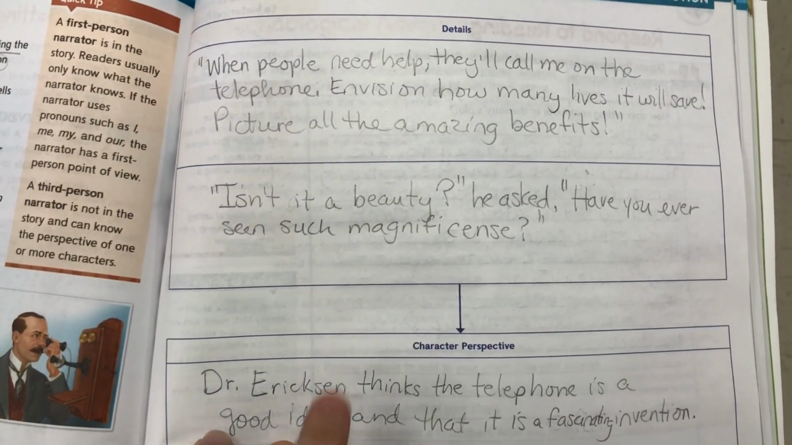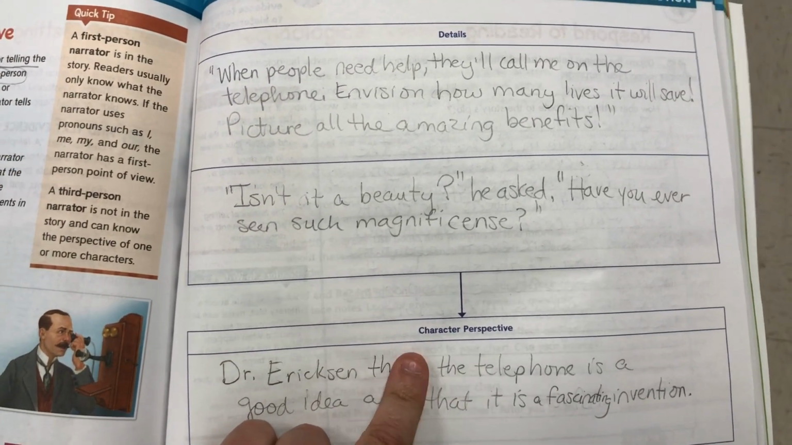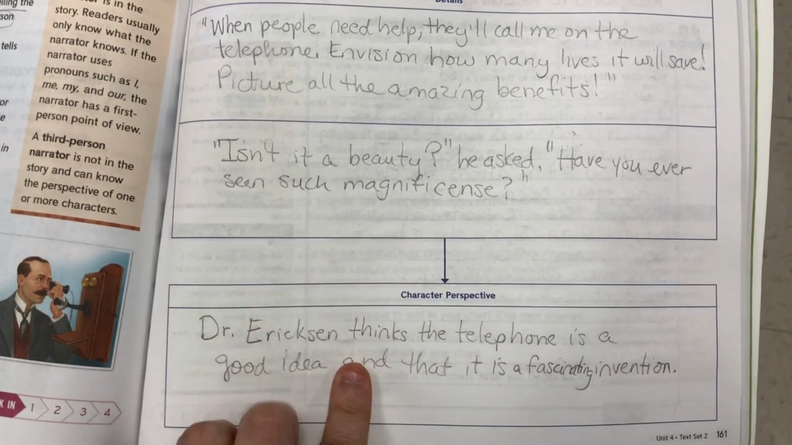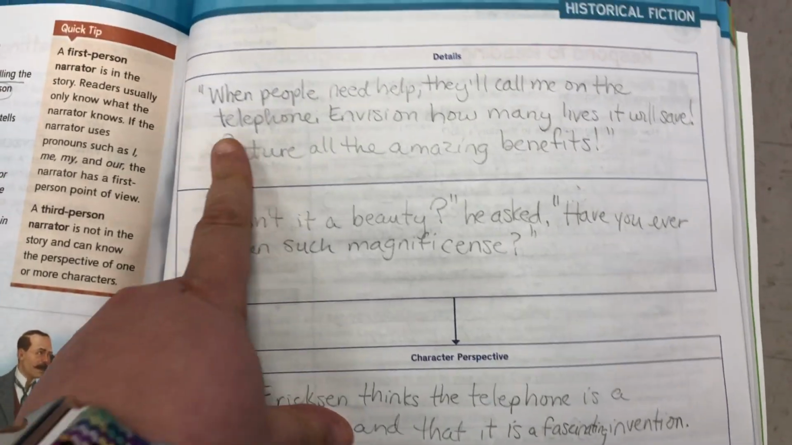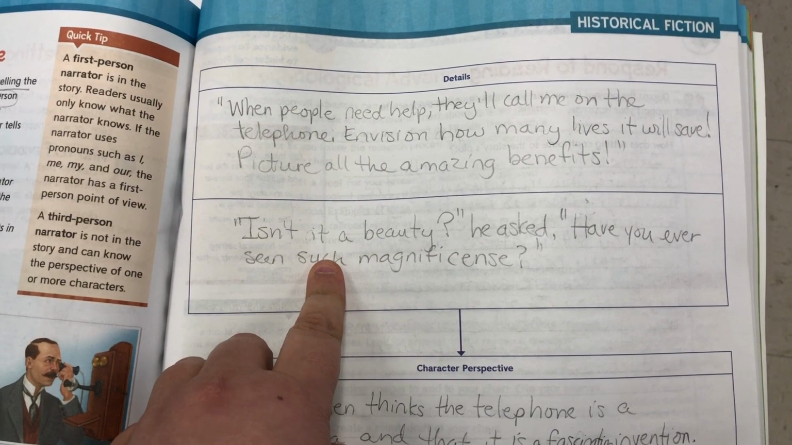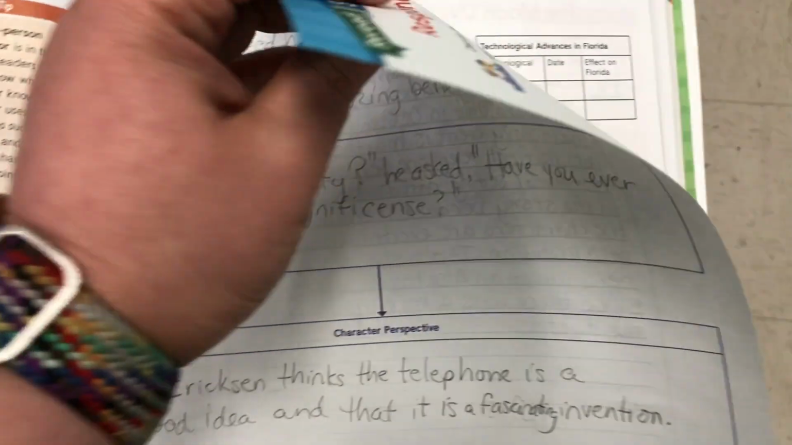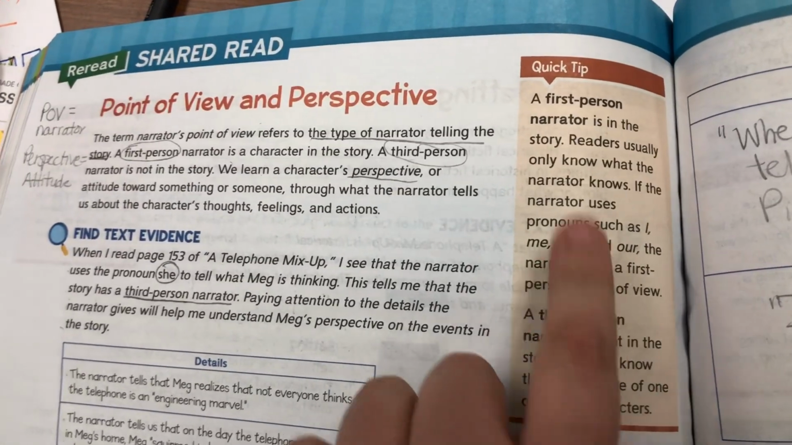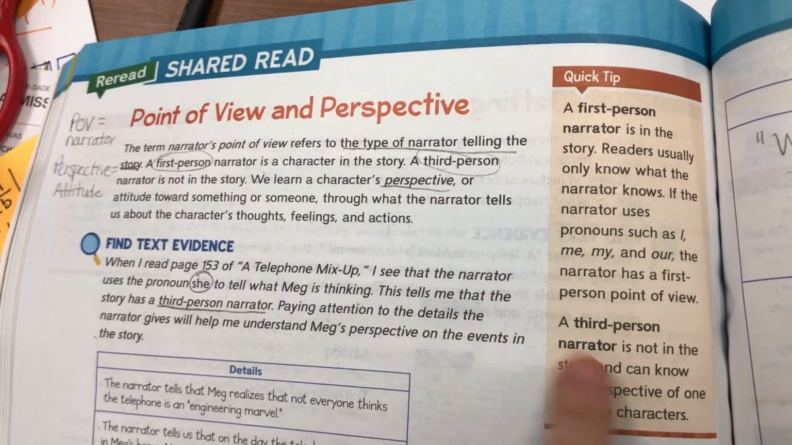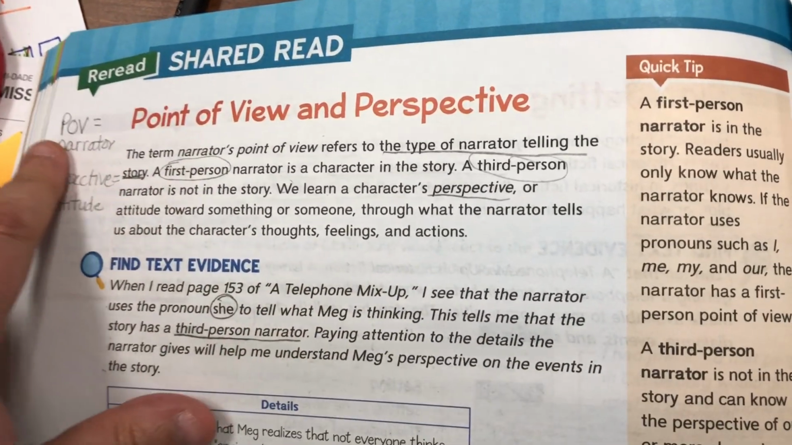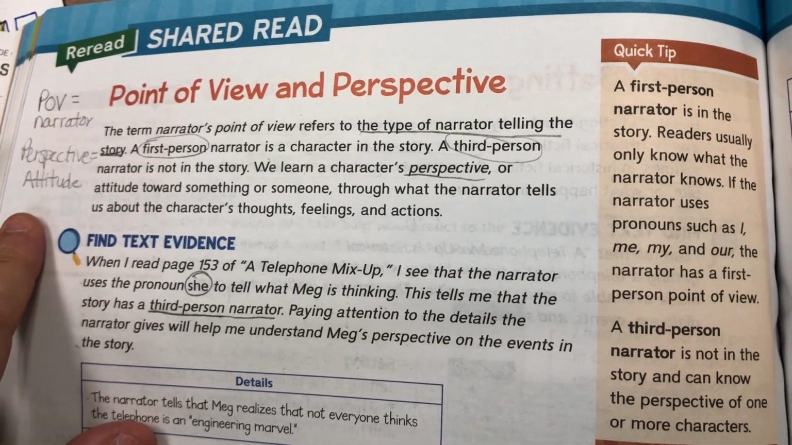We ended up finishing this character perspective graphic organizer that we didn't get to yesterday. So this was the perspective, and these are the details that the students got from the passage that support this perspective on the character. And we also went ahead and reviewed first person and third person narration, as well as understanding the difference between point of view and perspective.